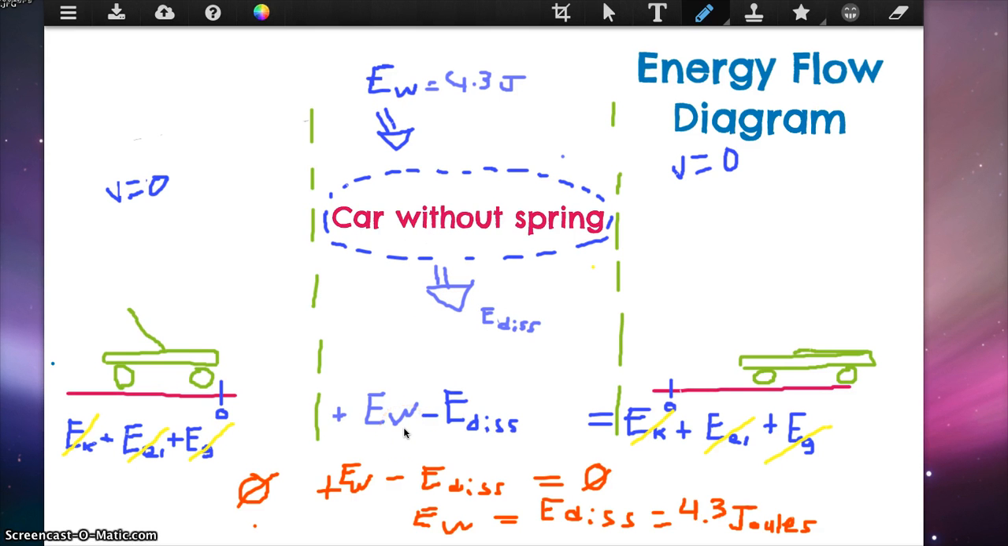So the only thing that we really have is energy of work minus EDIS is equal to 0, and from that we get EW is equal to EDIS, and EW is 4.3 joules, so EDIS is also equal to 4.3 joules because EK is equal to EDIS. So this is my energy flow diagram.